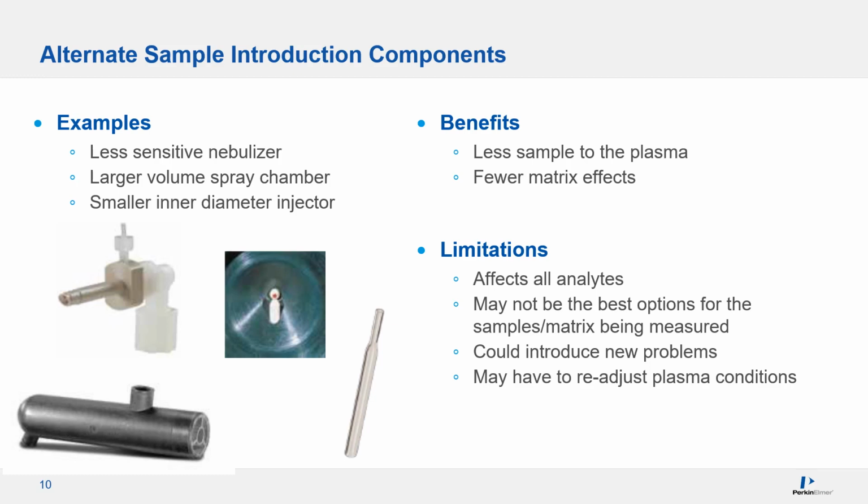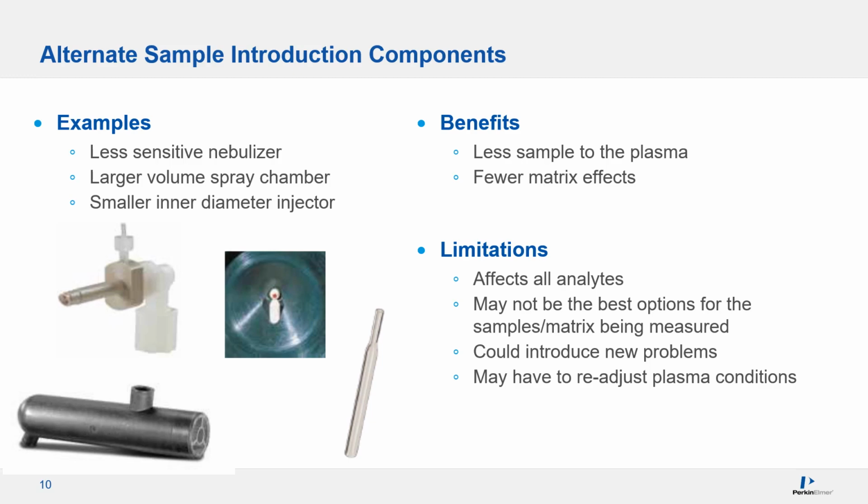If we use any of these strategies, all the analytes will be affected. So if we're trying to measure both high and low concentrations in the same sample, that's going to be difficult. In addition, some of these changes may not be the best options for the samples or matrix being measured. For example, a narrower bore injector, if we're using high dissolved solid samples, that's not good because they could clog the injector. Likewise, if we have something that needs to wash out very quickly, larger volume spray chambers wash out more slowly than smaller volume spray chambers. So it may not be the ideal solution, and this could introduce new problems.